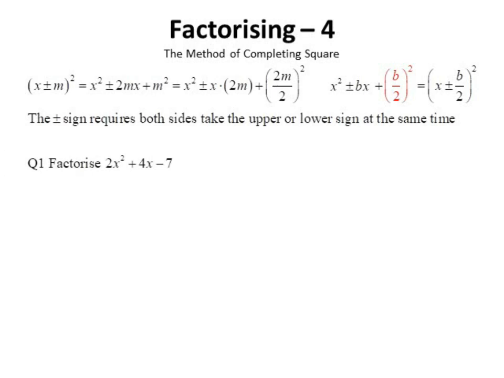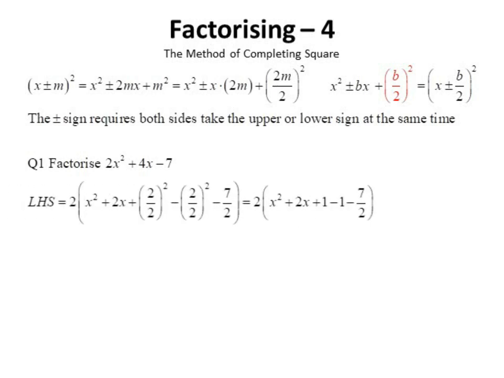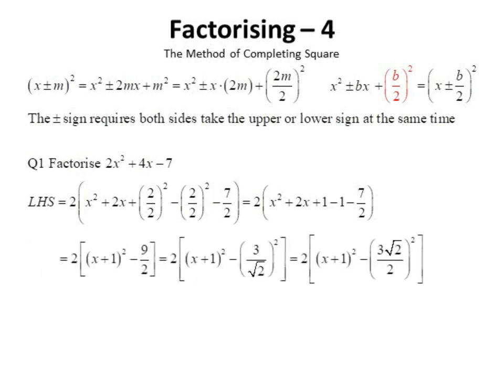Example 1. Factorize 2x squared plus 4x minus 7. Here, the quadratic coefficient is not 1, so we need to take the number 2 out, and then every term of this expression needs to be divided by 2. In order to complete the square, we need the constant (2 over 2) squared, which is just a 1.